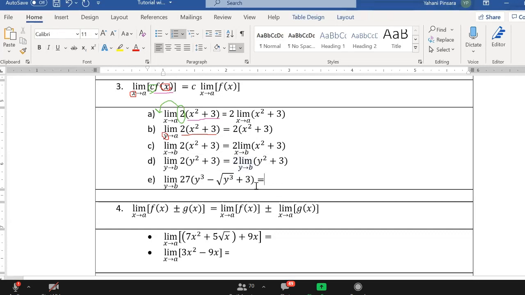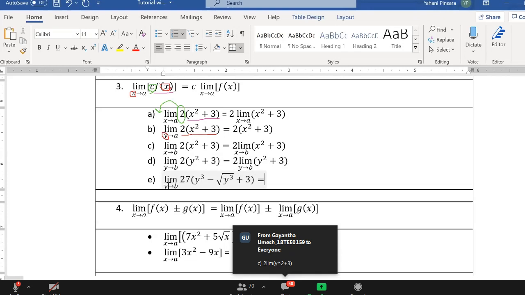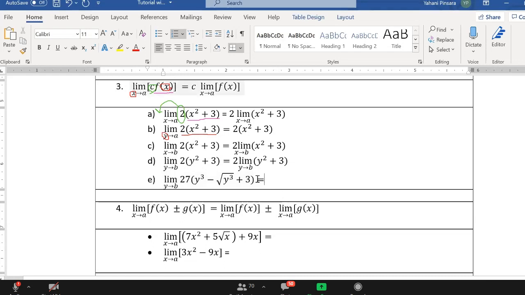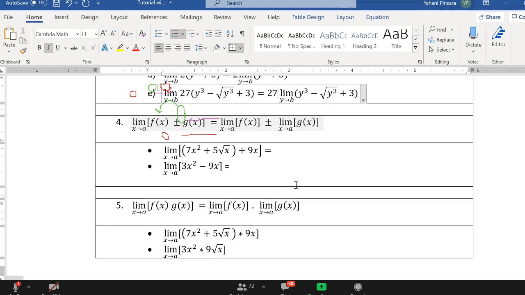Right? So here y is there in the function, and it is multiplied by a constant. So you can apply this rule right away. What you have to do is take the constant outside. So what is the constant here? The constant is 27, right?